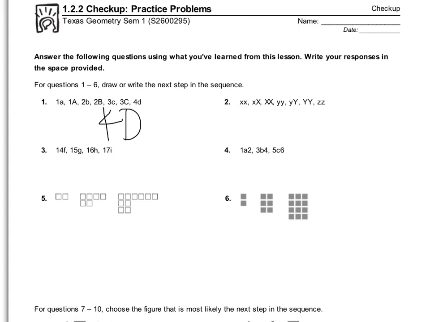For number 3, it says 14F, 15G, 16H, 17I. So my numbers are increasing. So the next number is going to be 18. And the letters are going F, G, H, I. The next letter in the alphabet would be J.